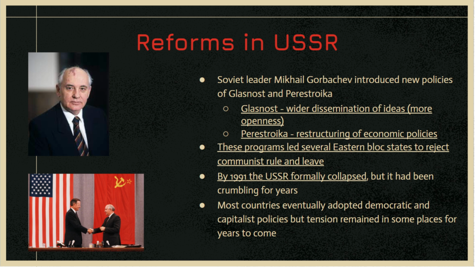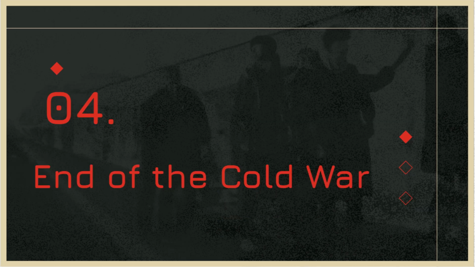And a lot of these Eastern satellite states, they see this and they start to reject communist rule and they try to leave the Soviet Union. And by 1991, the Soviet Union formally collapses as a government, even though it's been on the decline for years. And most of the countries that used to be Soviet satellite states will adopt some kind of democratic and capitalist policies. But there's going to be a lot of tension in those places for years. I would even say some today to come. And that leads us to, what are some of the lasting legacies of the Cold War?